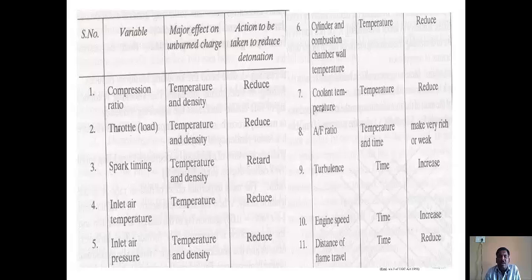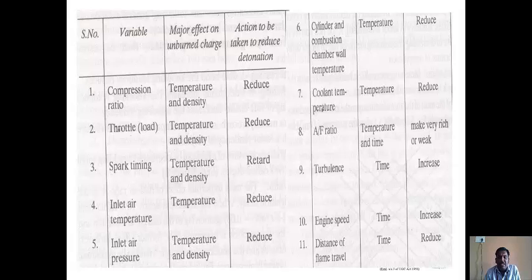The compression ratio must be lower for a petrol engine to avoid knocking difficulties. Then the throttle, the position of the throttle valve. If there's knocking inside the cylinder, the first thing is that the position of the throttle valve should be reduced, so that it will minimize and control the available air-fuel mixture in the cylinder. So we can temporarily avoid the knocking difficulty. Spark timing should be retarded. The spark should take place close to the top dead center during knocking conditions.